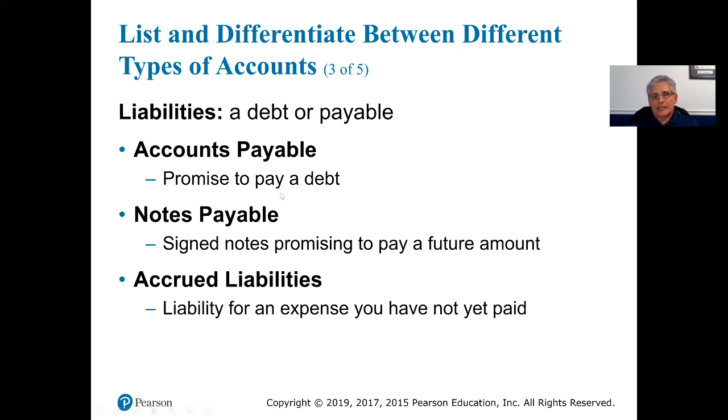Accounts payable is a promise to pay a debt, and notes payable is a promise to pay a note in the future. And accrued liabilities are liabilities for an expense that you have not yet paid. So something that you owe that you have not yet paid. As an example, salaries payable. You might include salaries payable under accrued liabilities. So accrued liabilities is kind of like a catch-all. It's often made up of a lot of different payables or amounts due that you have listed on your balance sheet that you just don't identify specifically, like accounts payable, like notes payable.